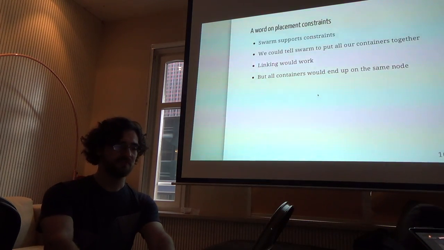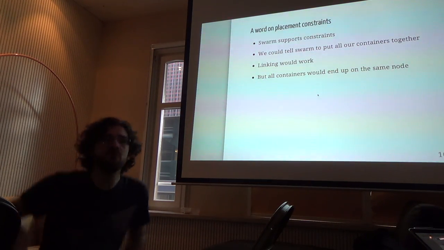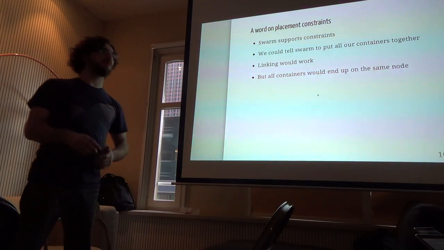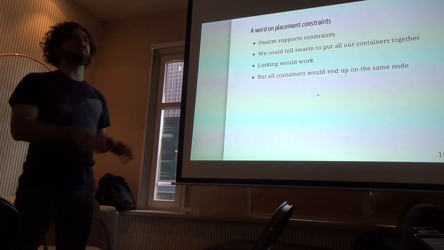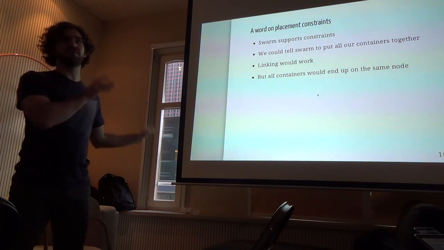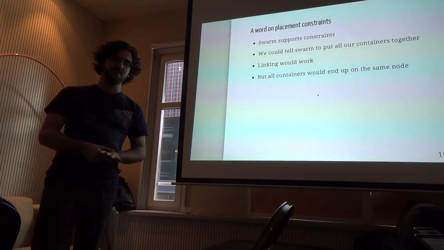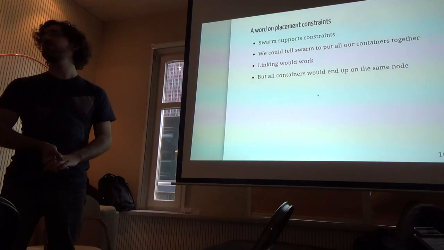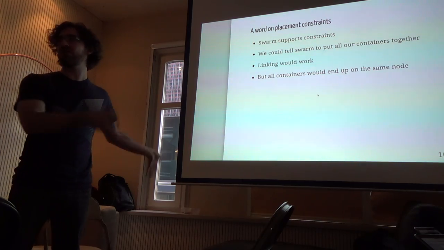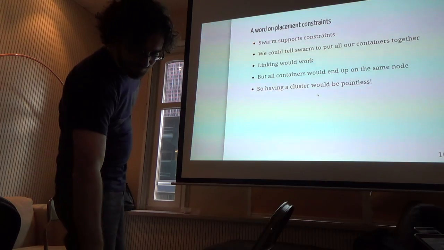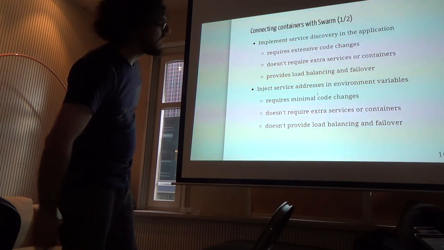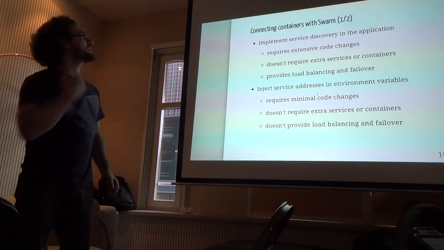So what should we do? We could put placement constraints, like we asked the question earlier, can we tell Swarm I want those containers to be together or not together or in this rack? Yeah, we could do that. But in that case, that wouldn't be very helpful, because if we tell Swarm to put everything on a single machine, we're back to square one. So instead, we will see how to connect containers together.